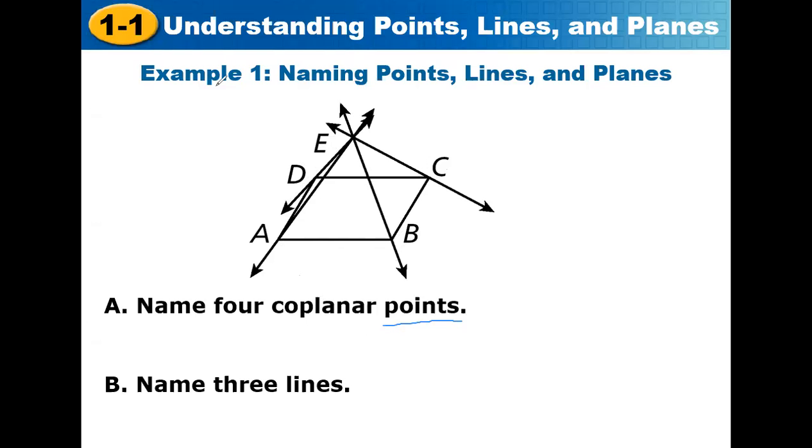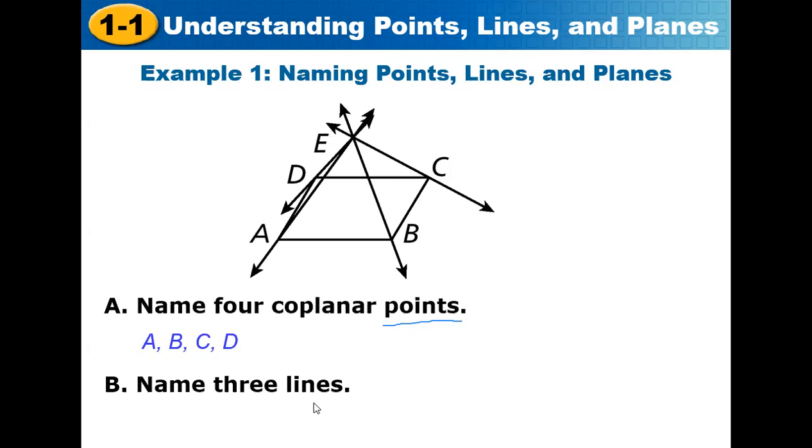Then the answer will be A and B and C and D. And you have to separate them by commas. Because if you say ABCD, this does not represent points. So you have to say A, then B, then C, and the last one is D.